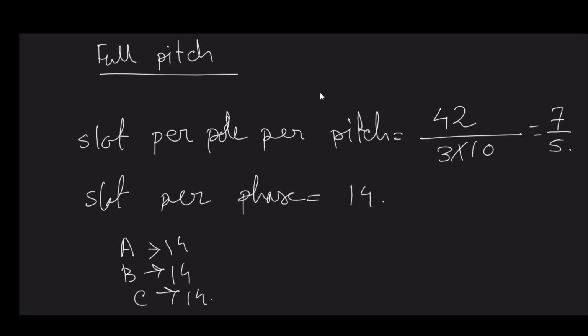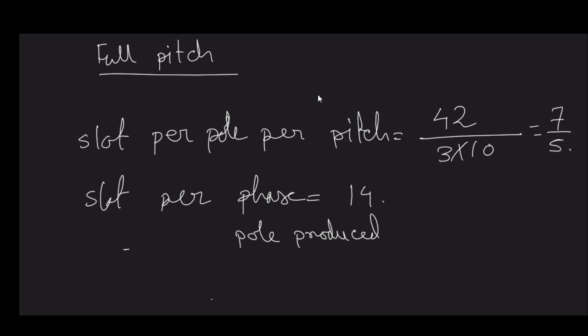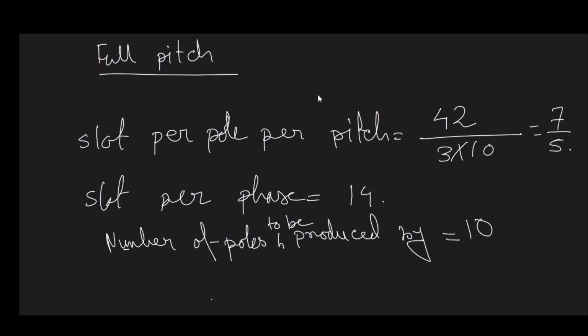Now obviously A cannot get all the 42 conductors, A can get only 14 conductors of its share. And what is the common factor between 14 and 10? You can see that 14 slots per phase, and the number of poles to be produced by this 14 is 10. So what is the common factor? We'll get a common factor of 2.